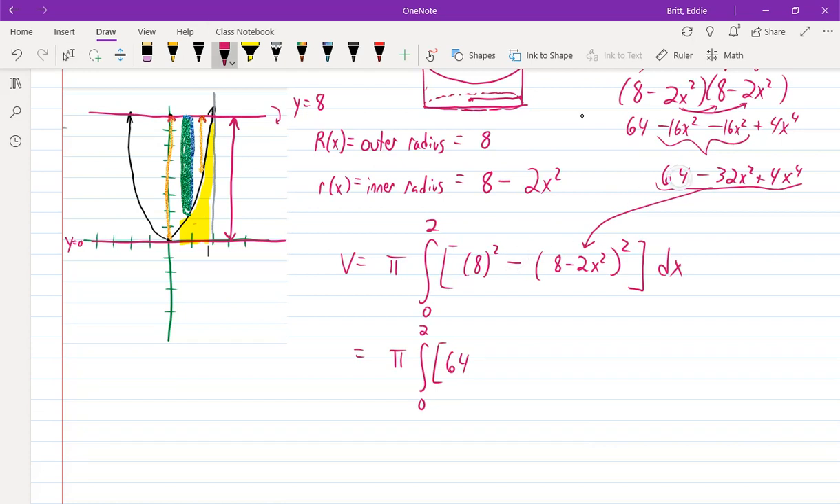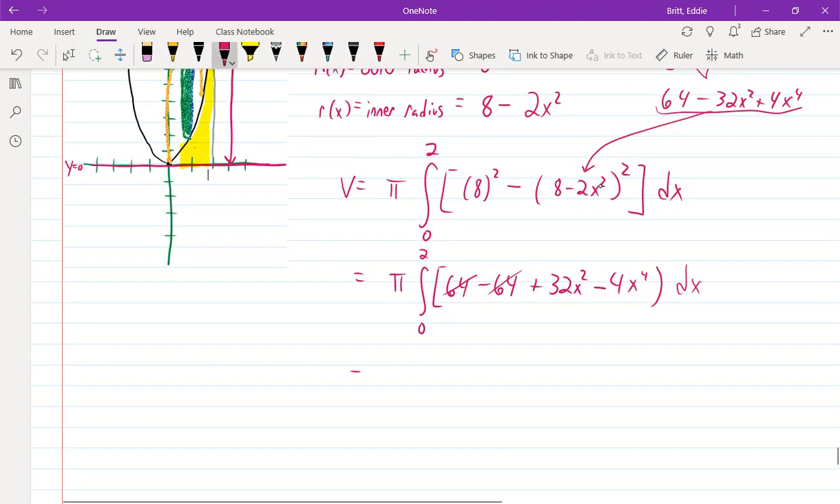And then it's going to be minus, so I'm going to subtract all three of these terms. So minus 64 plus 32x squared minus 4x to the fourth. Again, I'm subtracting every term. And so you see my constants cancel out here, and I'm just left with an easy integral. Not hard at all. It's just 32x squared minus 4x to the fourth.